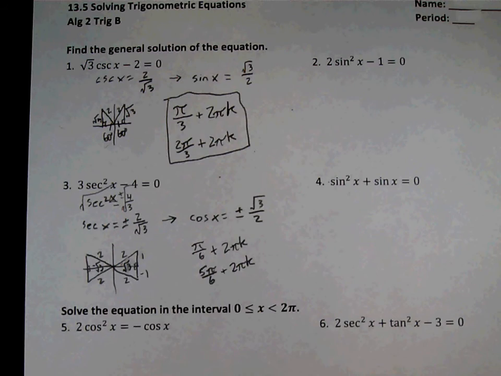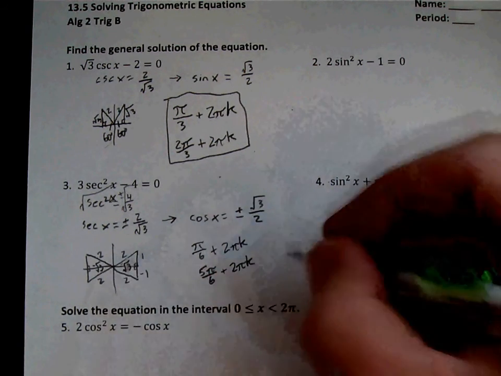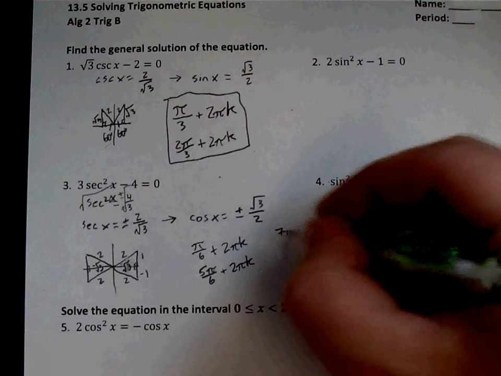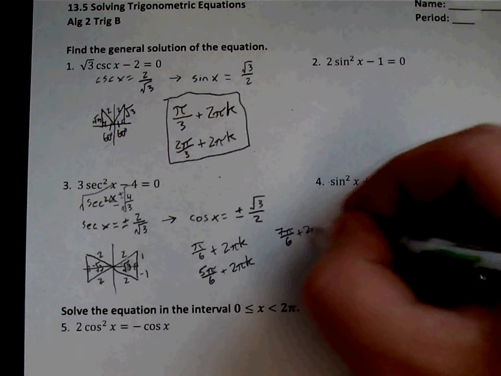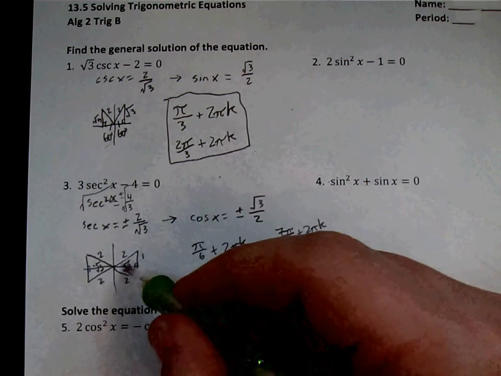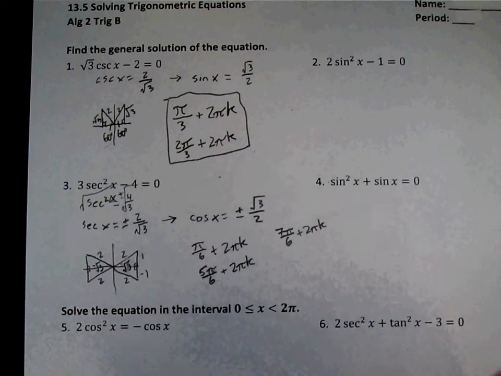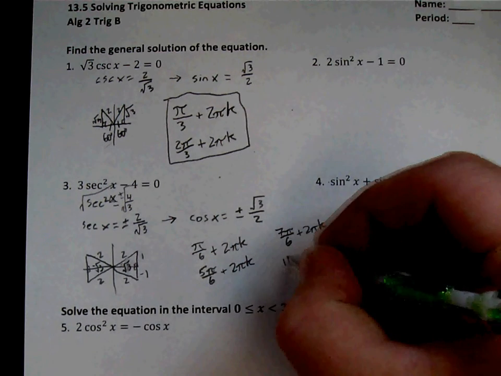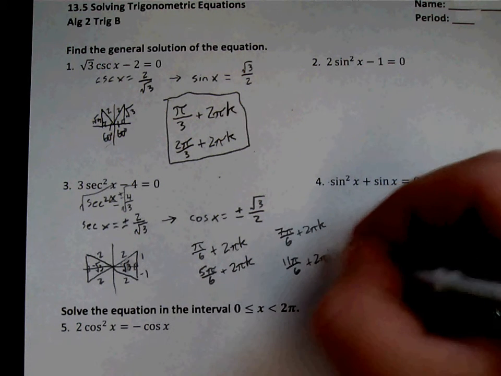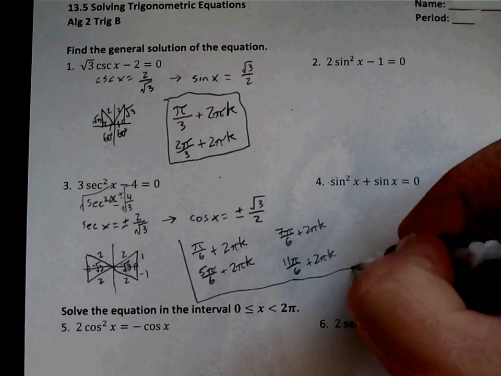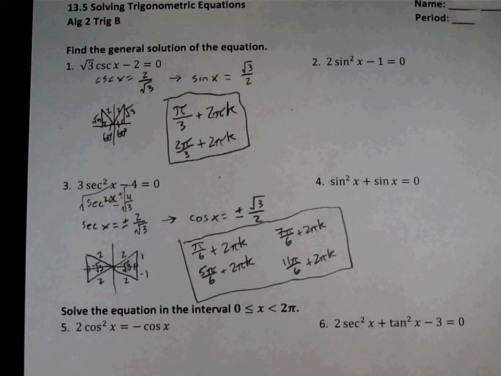Plus 2 pi over k, or 2 pi k. In the third quadrant, I go a full pi plus a sixth. That's 7 pi over 6 plus 2 pi k. And then in the fourth quadrant, that's almost a full 2 pi, but it comes a sixth short. So that's 11 pi over 6 plus 2 pi k. So there are my general solutions for number 3.